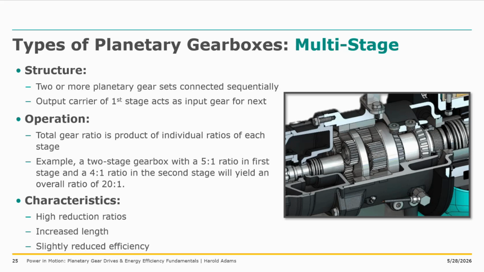It does, however, increase the overall length due to the number of planetary gear stages that we put in series in the gearbox. And then finally, we need to take into account the slight reduction in efficiency. While each stage is highly efficient, there is a small loss associated with each additional stage. However, for two-stage gearboxes, we normally maintain an efficiency rate between 90 to 95%.